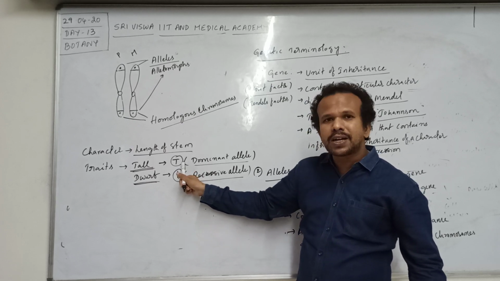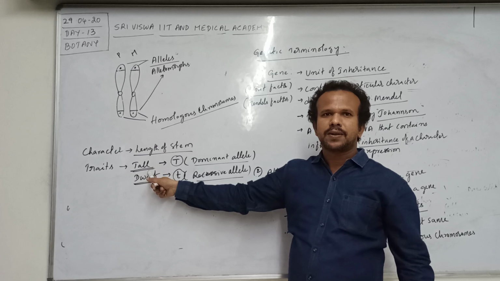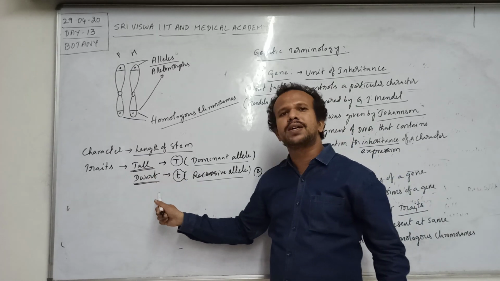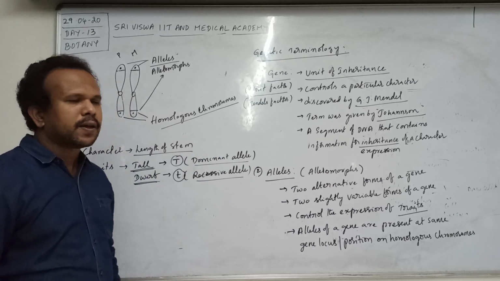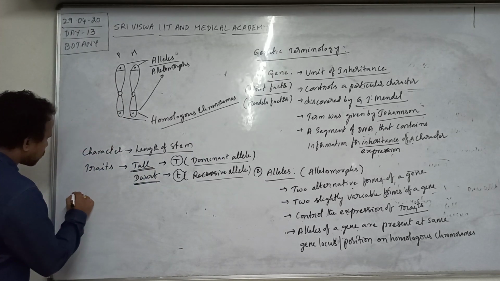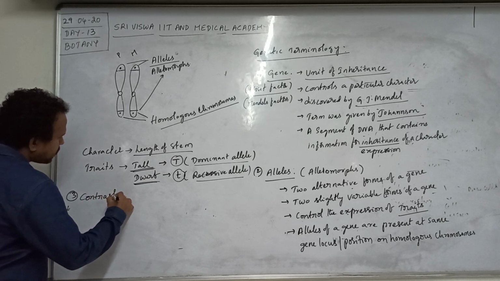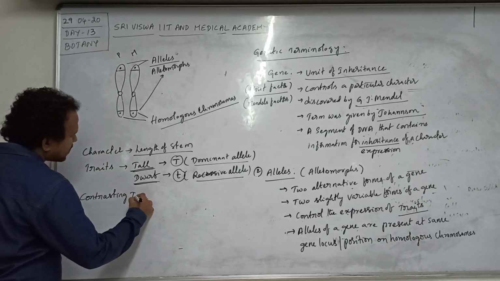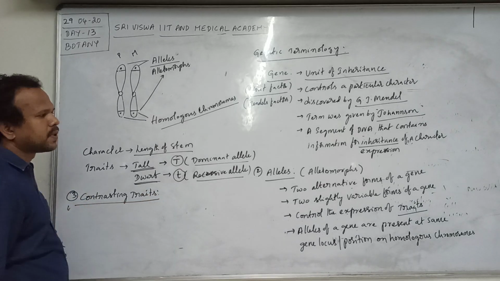Here which one is the dominant allele? The one which controls the dominant character, that is tall character. Then which one is the recessive allele? That controls the recessive character, that is dwarf character. Then consider the next important term, contrasting traits. What are contrasting traits?